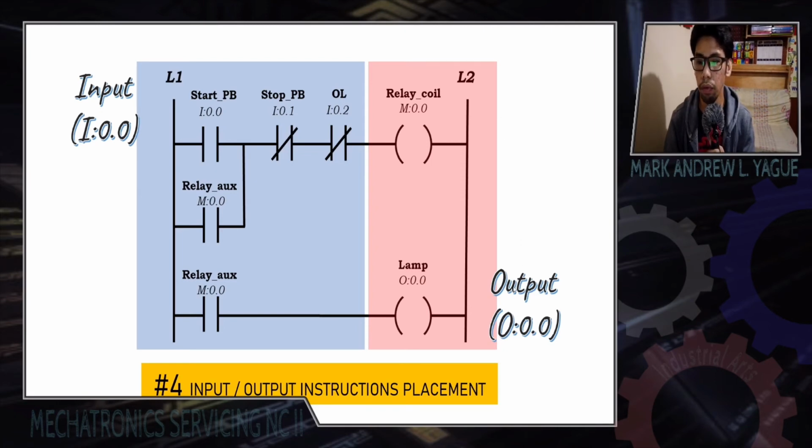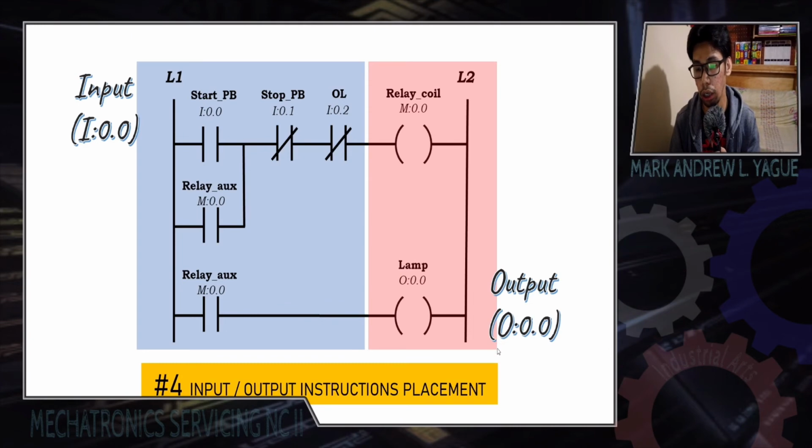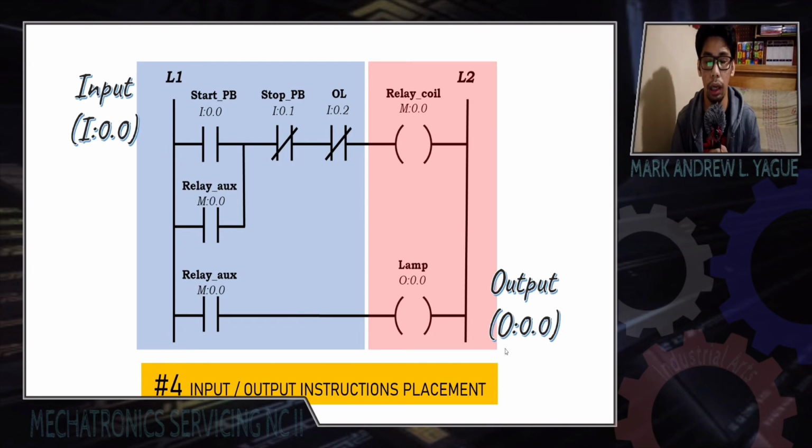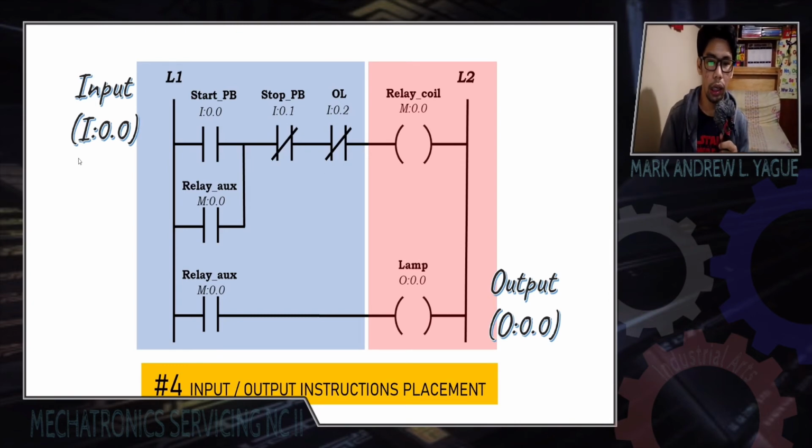And then, for the output instruction, our addressing is letter O for output. But others use letter Q or even letter Y. So, those are trivia regarding other PLC software. But for the meantime, let us stick to input, letter I, and output, letter O.